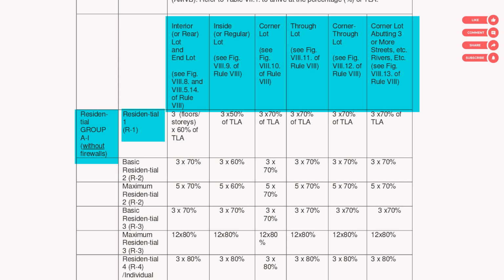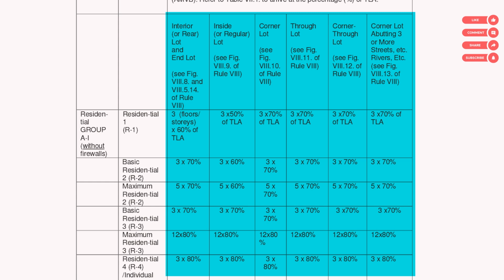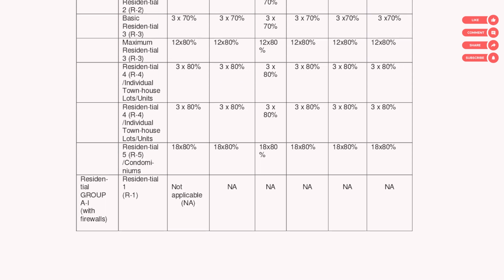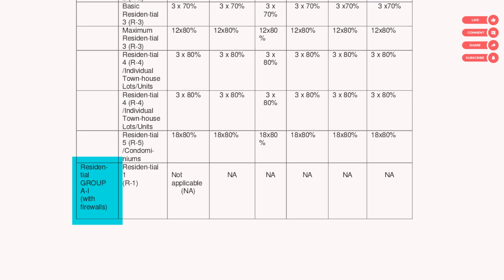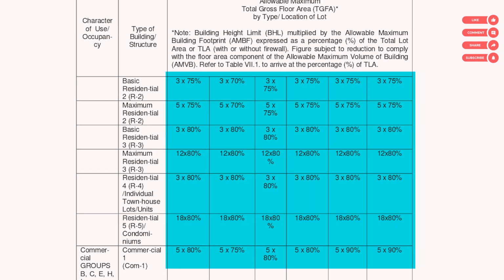Why do you need to know these things? Because the table requires that information. What do I mean? If you look at the table, iba-iba yung sagot kapag interior lot, inside lot, corner lot, etc. So you have to know the lot type. You have to know the zoning. Iba yung sagot sa basic R2. Natural, iba yung sagot sa commercial zone and ibang zone. And then, again, I cannot show you the entire table kasi ang laki ng table, pero iba pa yung sagot ng firewalls and no firewall. So, bottom line, before you can use the table, you must have the following information handy: the lot type, the zoning, whether or not you have firewalls. But once you have those three, honestly, it's just as simple as reading the table and getting the answer there.